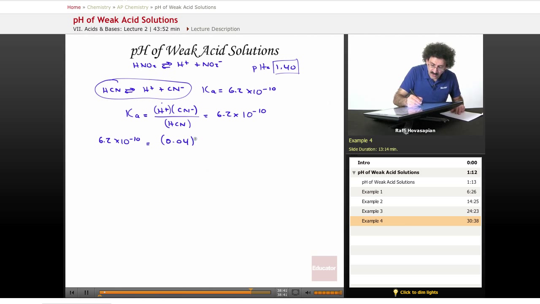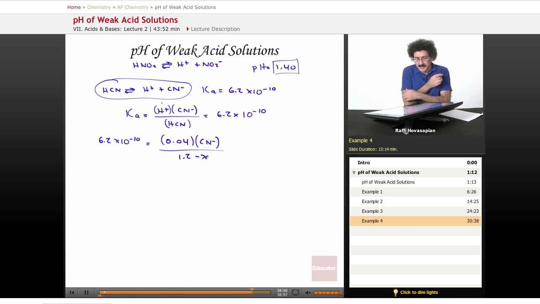That was the hydrogen ion concentration that gave us the pH of 1.4. We have the CN minus concentration, and at equilibrium, the HCN concentration was 1.2 minus X. Again, we're just dealing with a basic math problem, but as it turns out, we have a little bit of a problem. We have this X here, smaller than normal, that suppresses the HCN dissociation.